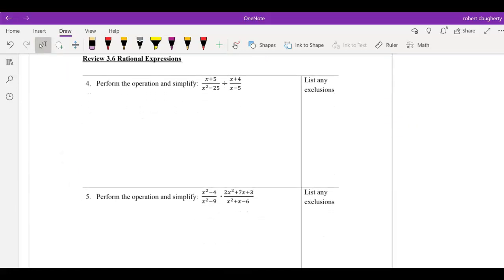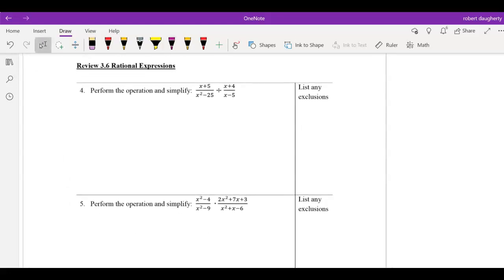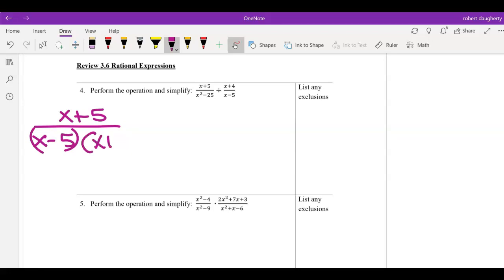Perform the operation and simplify. So again, factoring as much as we can. So I've got x plus 5, and then I've got difference of squares, x minus 5, x plus 5. Turn this division into a multiplication. You multiply by the reciprocal. That's x minus 5 over x plus 4.